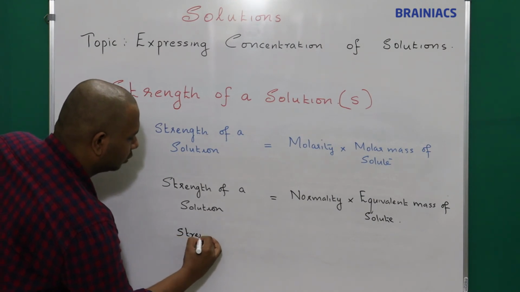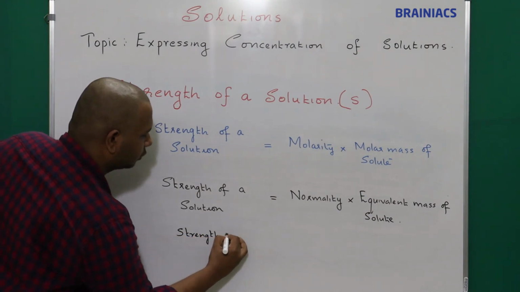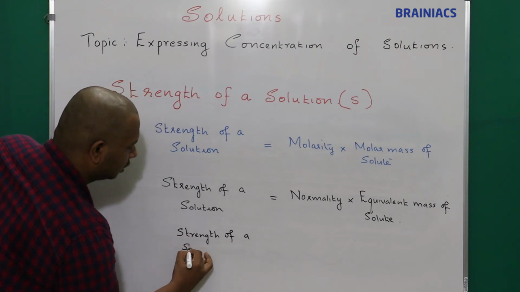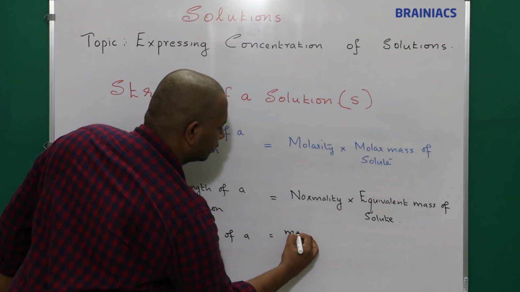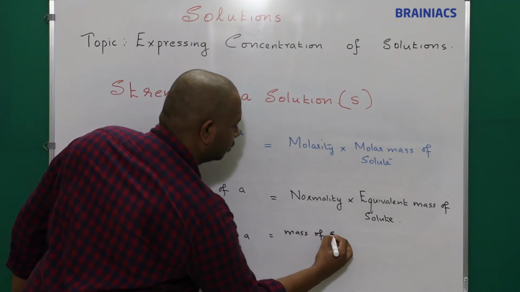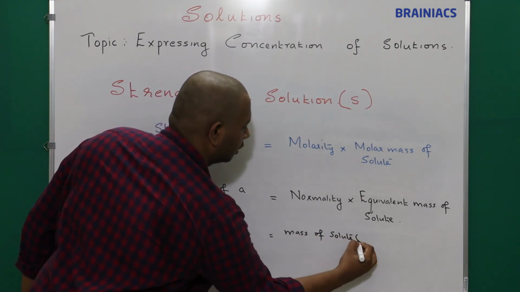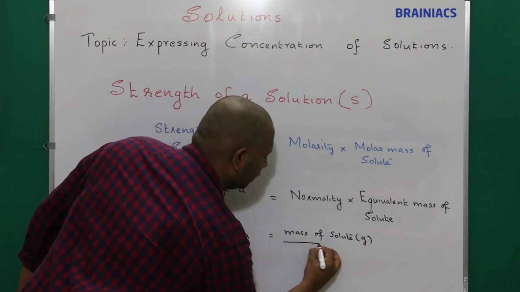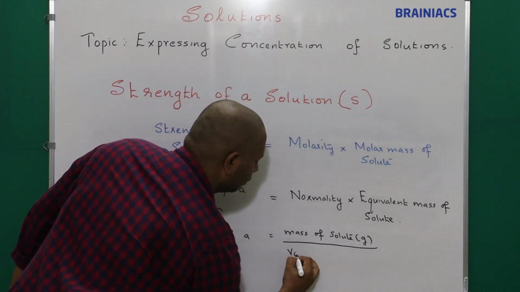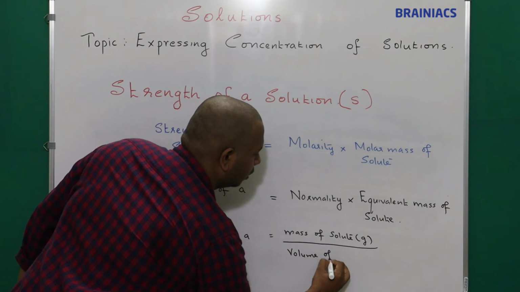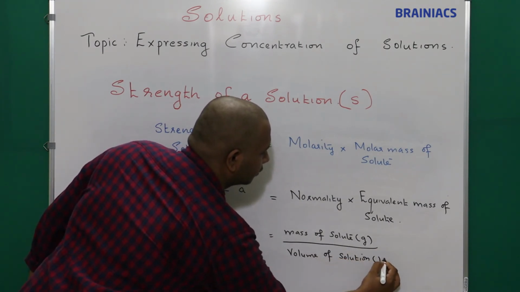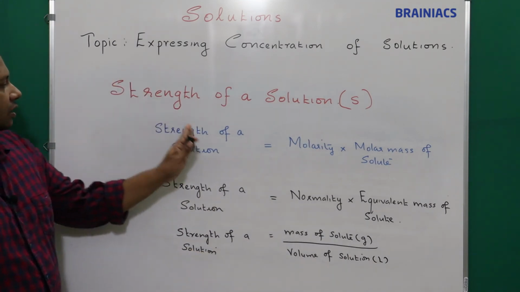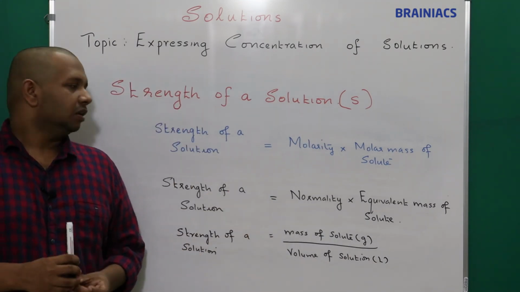So the strength of a solution is equal to mass of the solute in gram divided by volume of the solution in liters. So these 3 are the basic formulas you need to remember.